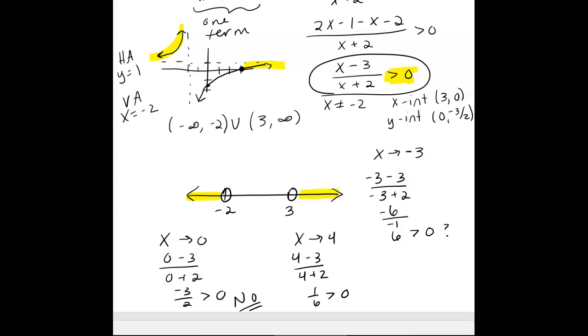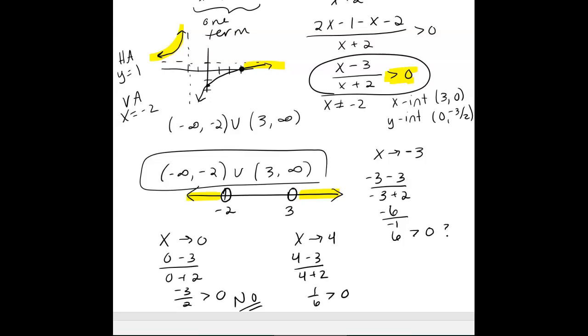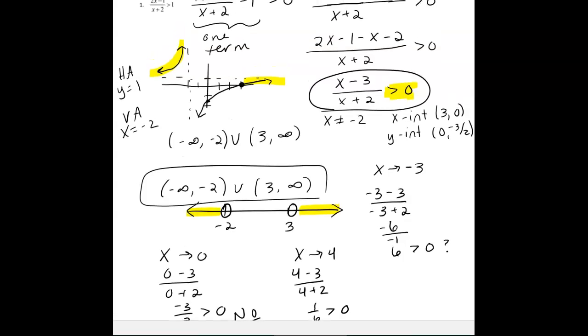Okay, and essentially what we've done is we've highlighted the sections of the graph that are the answer. So that's going to be -∞ to -2, parentheses, union, parentheses, 3 to infinity, which is obviously the same answer we got up there. Okay, so essentially in a quick little recap, you can get the answer from your rational graph or you can get the answer from your sign chart method.